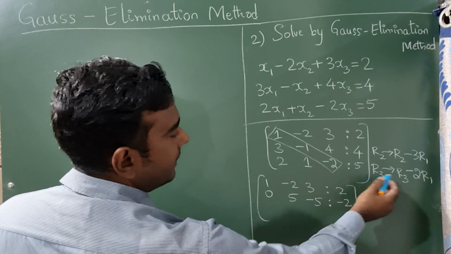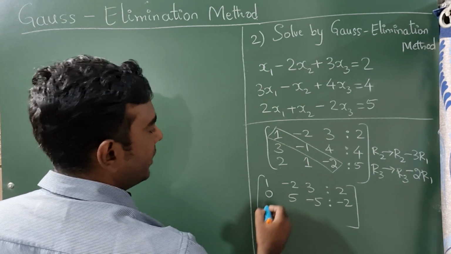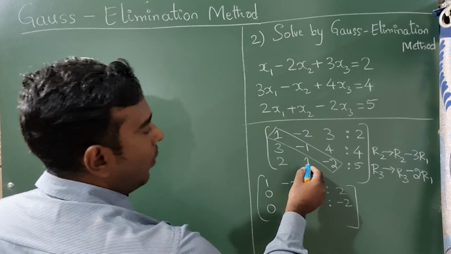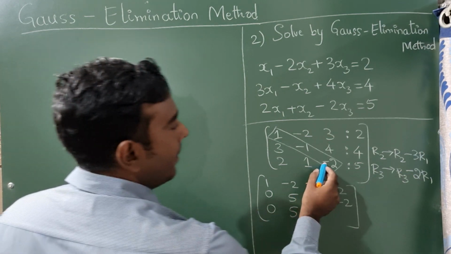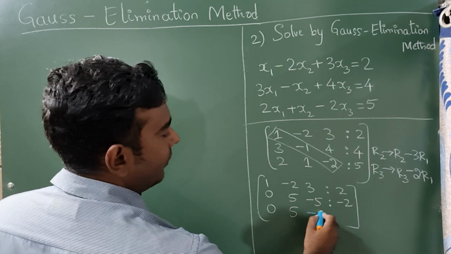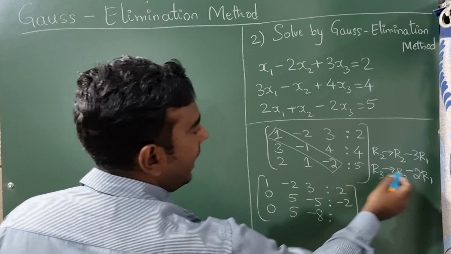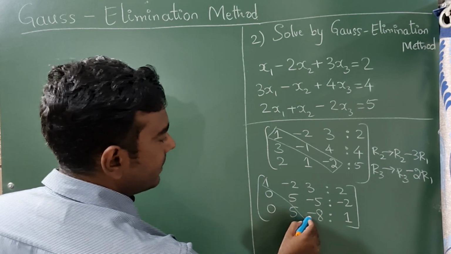Next here in R3, R3 is 2 here. Minus 2 into 1 is 2, so 2 minus 2 is 0. 1 plus 2 2s are 4, so the answer is 5. Minus 2 minus 6 will become minus 8. 5 minus 4 will become 1. Now again mark like this.